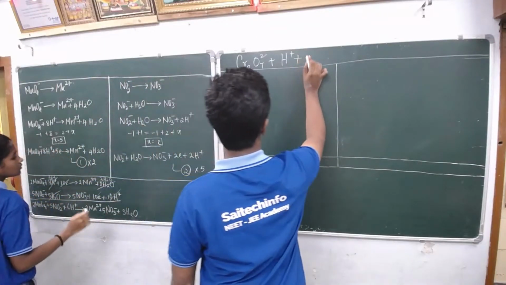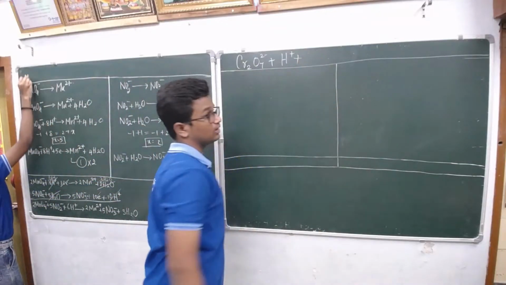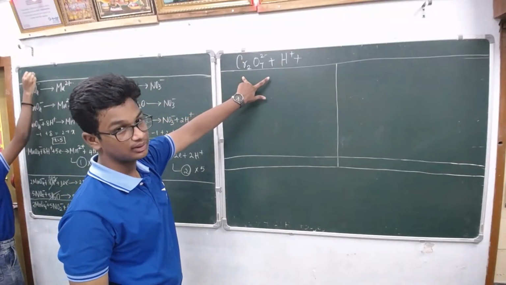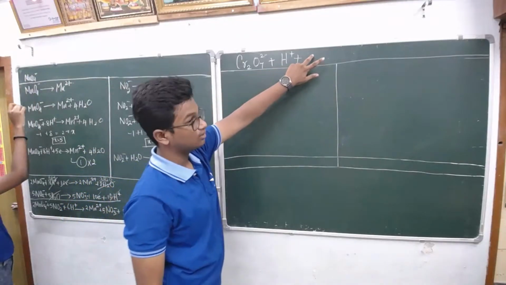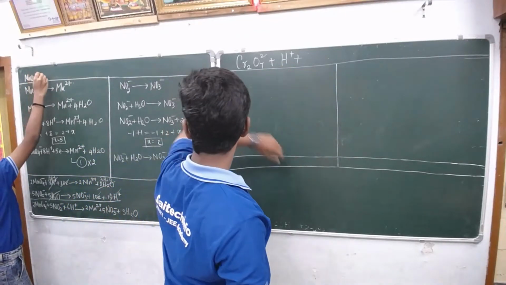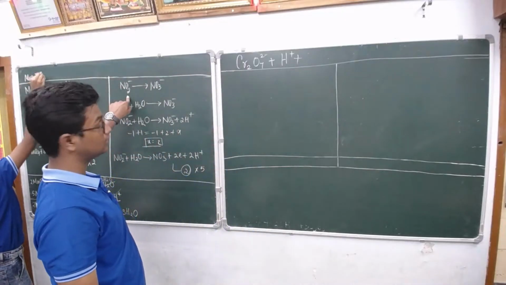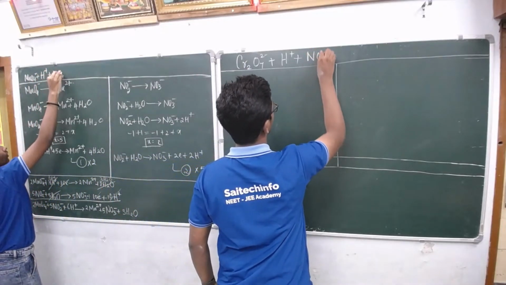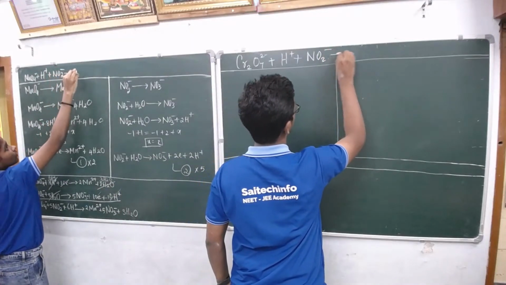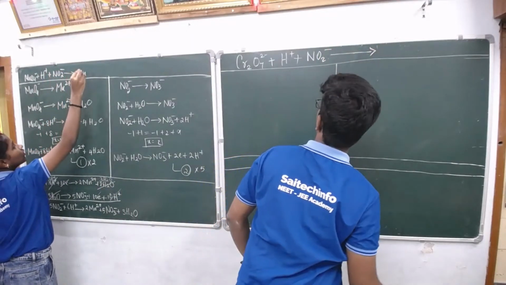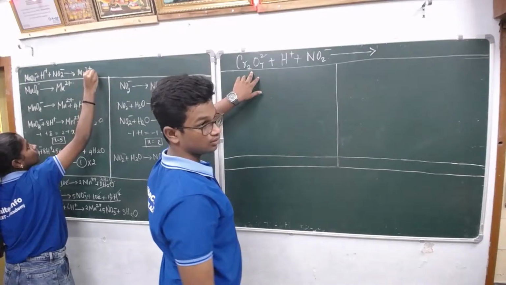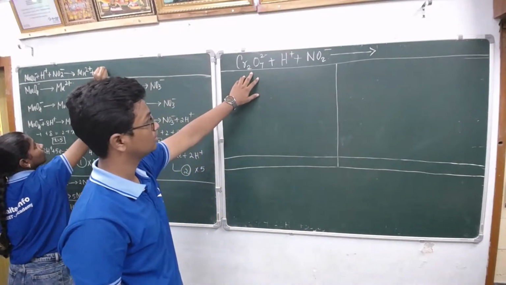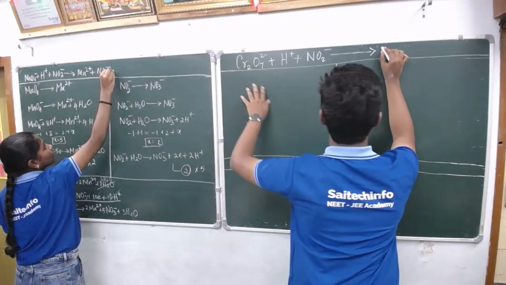So similarly, Gangesh, what are you going to do? Using acidified Cr2O7 2 minus, you are going to oxidize nitrite to nitrate. So Carinia is using potassium permanganate as the oxidizing agent. Gangesh is using Cr2O7 2 minus as oxidizing agent. Right, proceed.